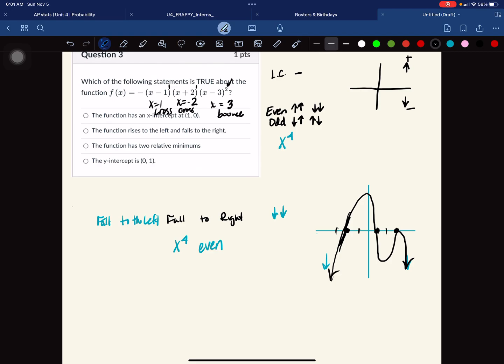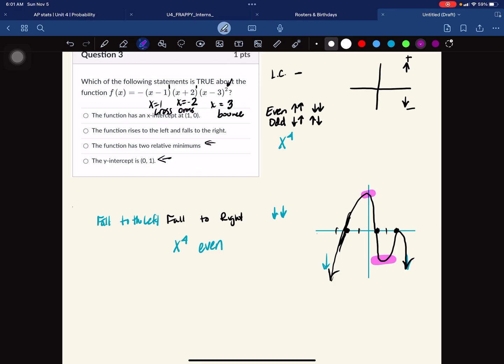There are two other features in here. It asks about relative minimums and the y-intercept. Well, the relative minimum is right here, and there's only one of them. There's no other loop that goes down like that. So there's only one relative minimum. And then the y-intercept is going to be somewhere up here.